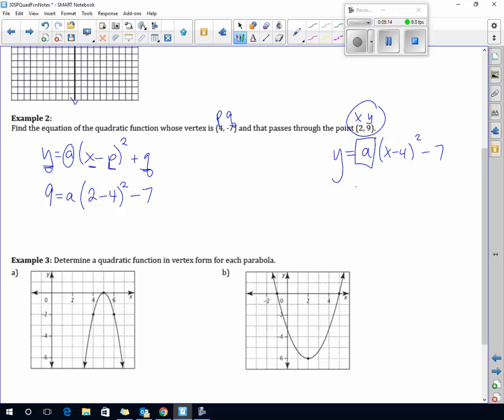So now what do I do? I add 7, I get 16 equals 4a. So what does a equal? 4. So guess what my equation is? y equals 4(x minus 4) squared minus 7. Because this 4, now I know, goes there.